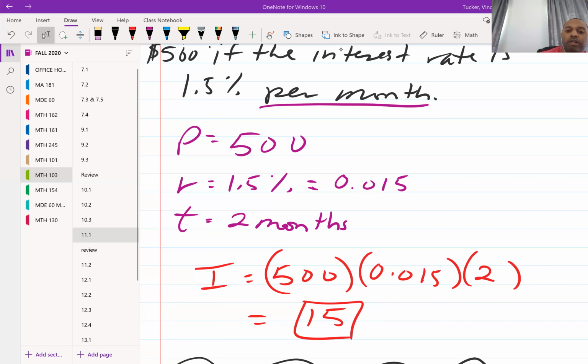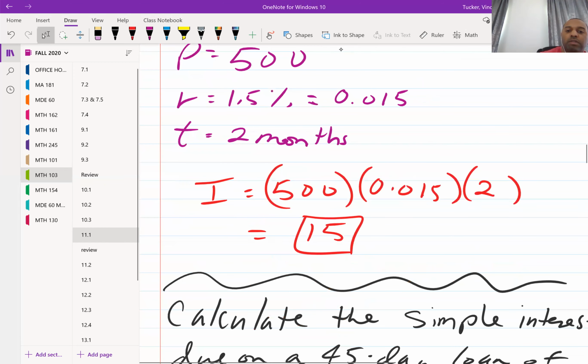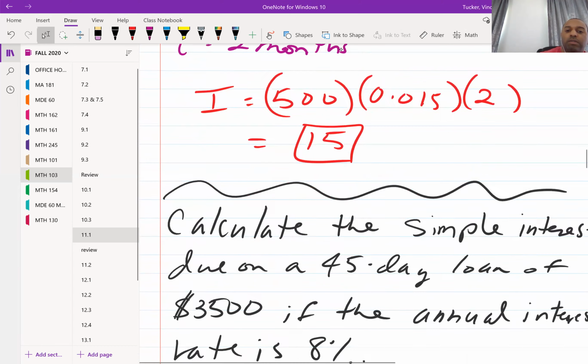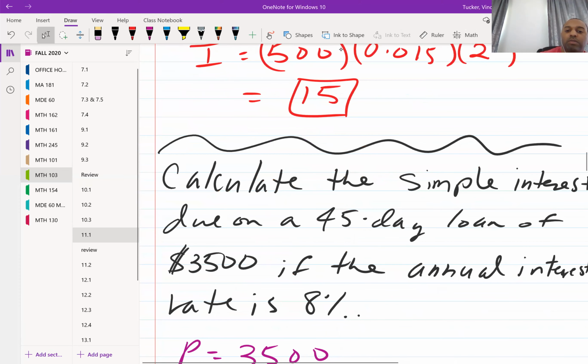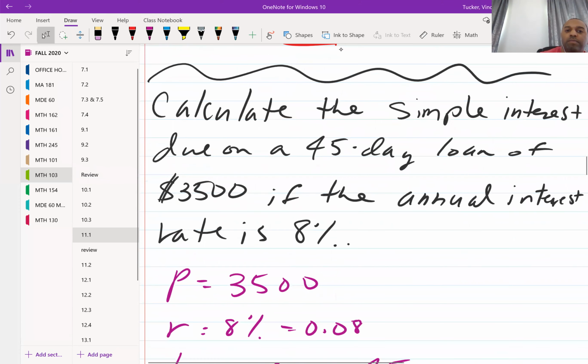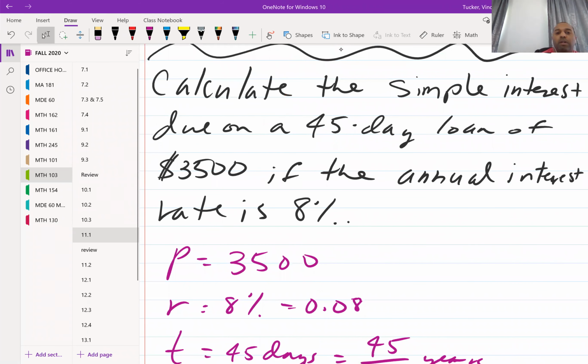All right, anybody holding on to that? All right, here we have another one. Calculate the simple interest due on a 45-day loan of $3,500 if the annual interest rate is 8%. Once again, you don't see anything back here, so we're dealing with years, so we're back to what we were doing before, in which you have to convert that 45 days to years.